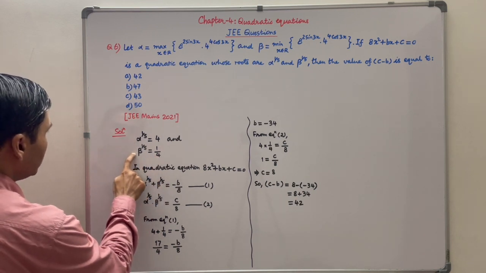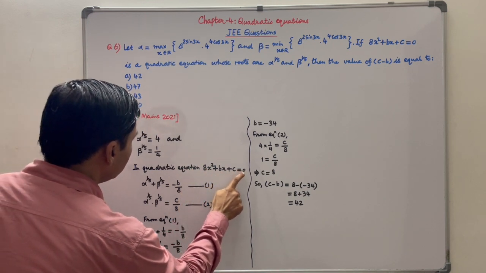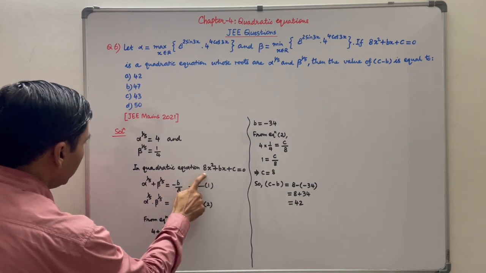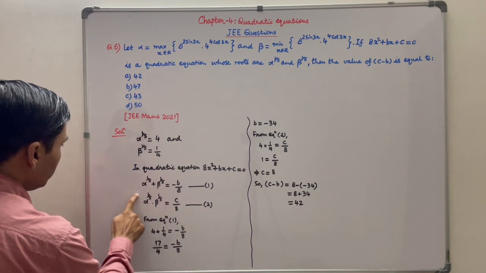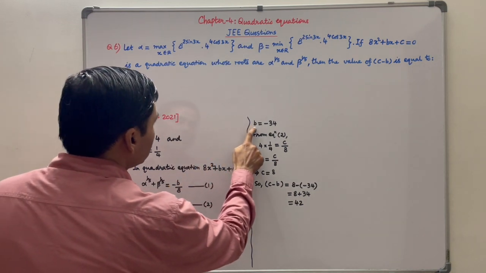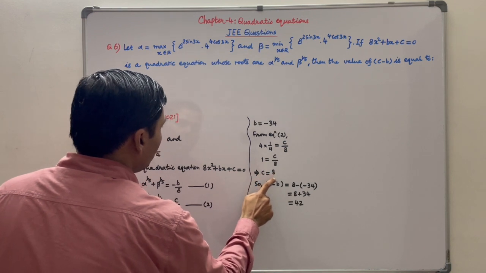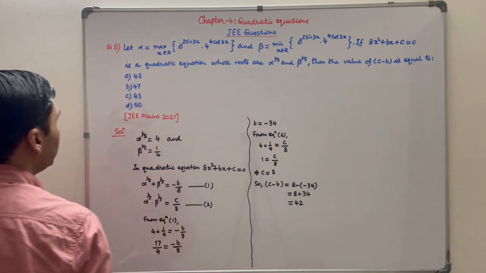These are the roots of the given quadratic equation 8x² + bx + c = 0. So sum of the roots is equal to −b/8 and product of the roots is equal to c/8. So from these we get the value of b is equal to −34 and the value of c is equal to 8. So the value of c − b is equal to 42. So option A is correct.